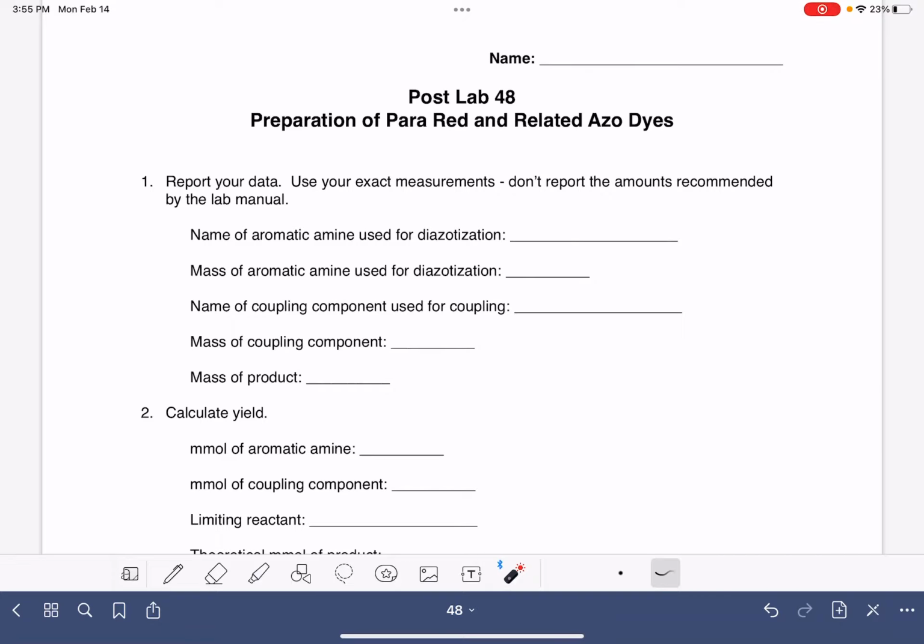In this video, I'll give you some tips for post-lab 48, preparation of para-red and related azo dyes. In question number 1, you'll be reporting the masses of the aromatic amine and the coupling component that you used in the experiment, and also the mass of your product.